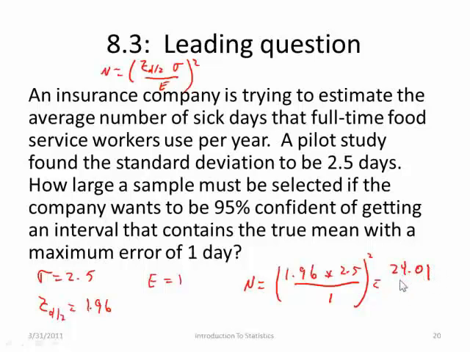And then according to our author, we don't do 24.01 since we're doing sample size. We don't sample half of a subject. So according to the author, we always round up. If there's ever a decimal, round up. So we would choose a sample size of 25.